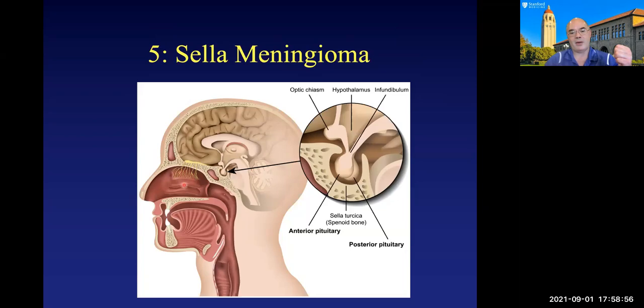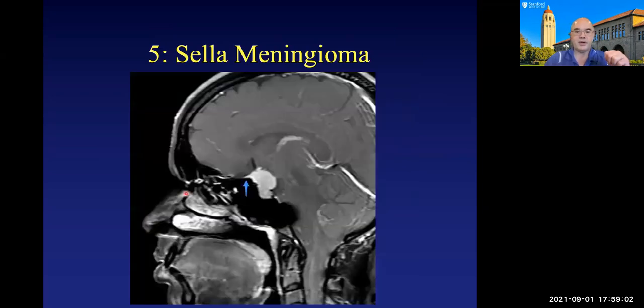You can stick a camera down here, drill off a little bit of bone if necessary, and access the tumor without opening the skull. So here's an example of a Sella meningioma here. It's a meningioma sitting right above the pituitary gland. And again, this is the nose here, and from here all the way to the edge of this white tumor here is all air.